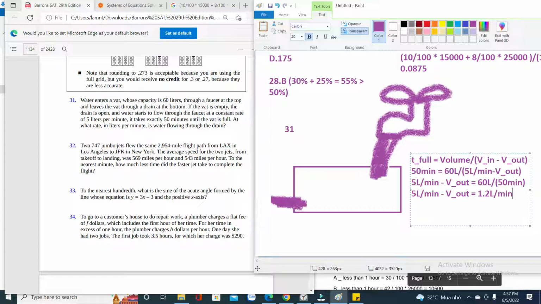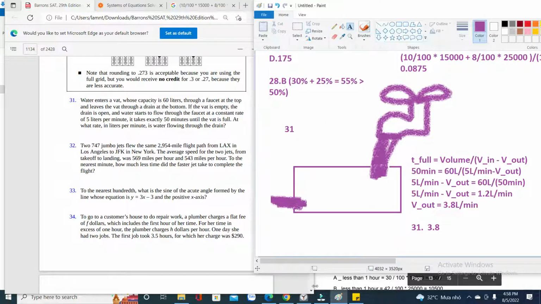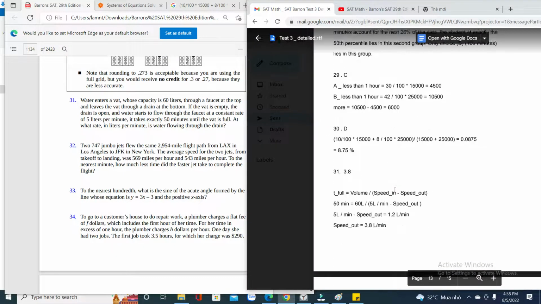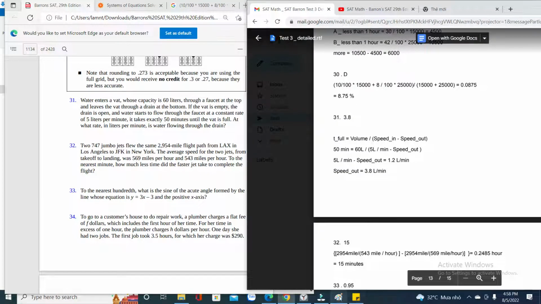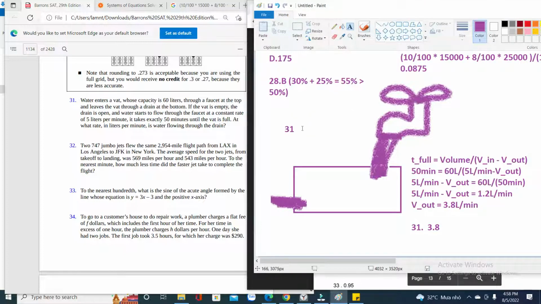So you can figure out V out is actually 3.8 liters per min. So number 31, the answer is 3.8 exactly. Okay, 3.8. All right.